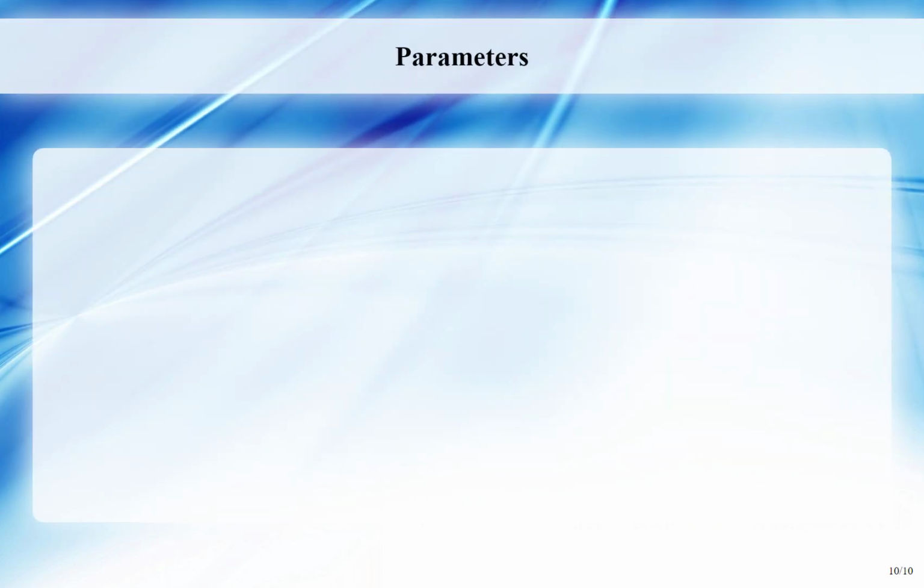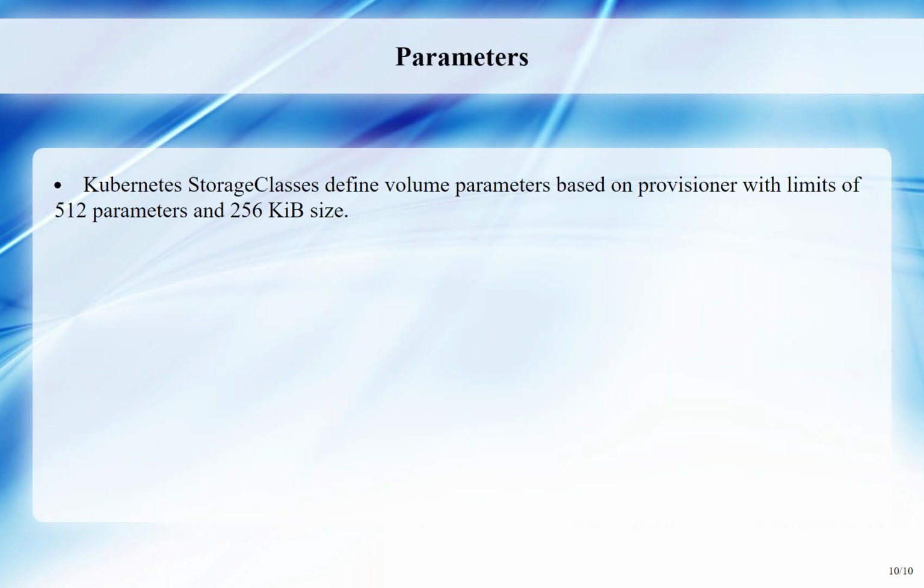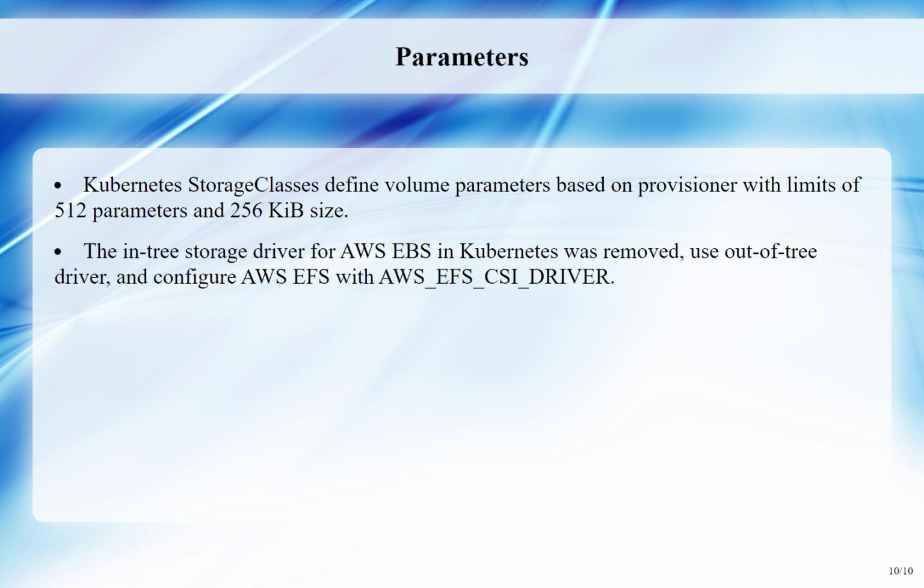Parameters. Storage classes in Kubernetes define parameters for volumes belonging to the class, with specific requirements based on the provisioner in use. Each storage class can have up to 512 parameters, with a total size limit of 256 KiB. For AWS EBS, the in-tree storage driver for Kubernetes was deprecated in version 1.19 and removed in 1.27, with the recommendation to use the out-of-tree driver instead. Similarly, AWS EFS storage can be configured using the AWS EFS CSI driver.